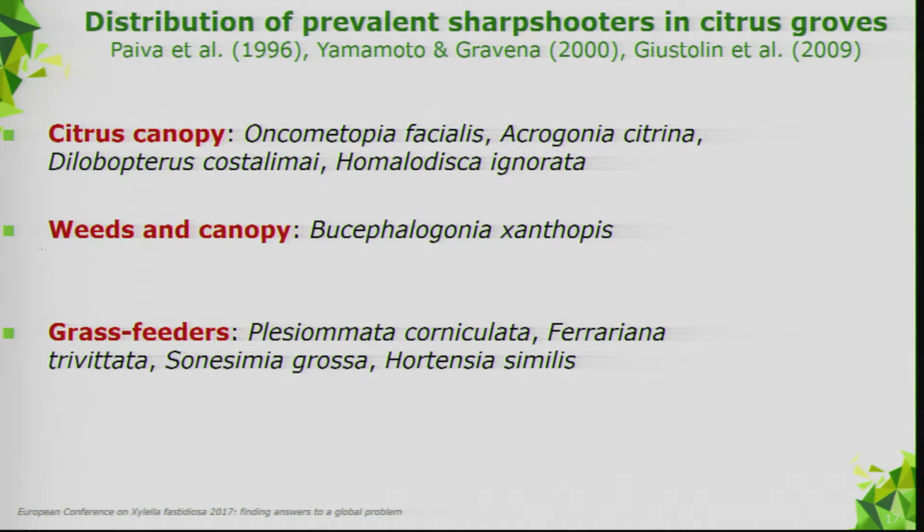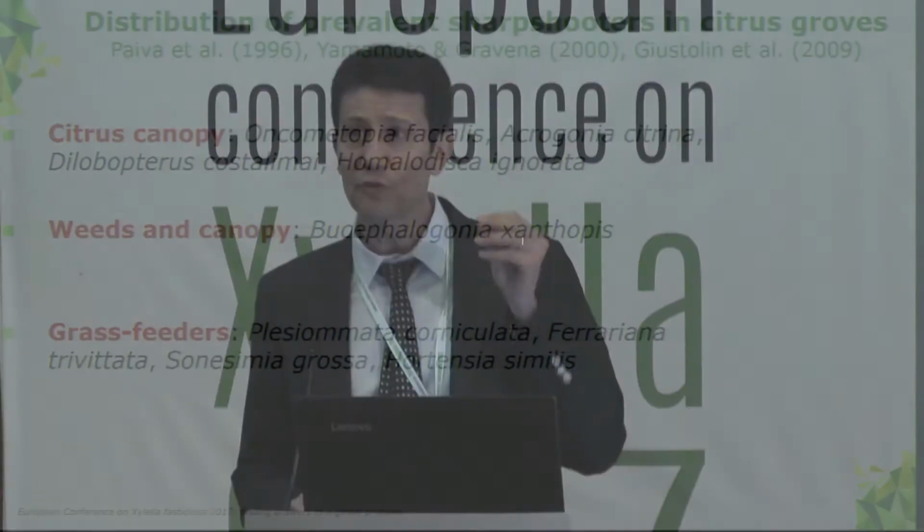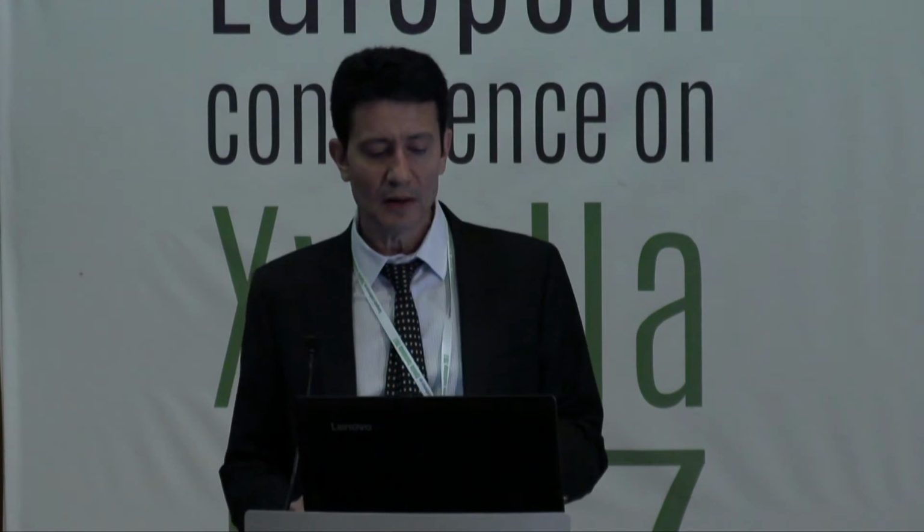We have been studying the distribution of these sharpshooters from citrus in different plants. Some groups you find very often on the citrus trees, like Cometopia, Acrogonia, Gilobopterus, Homalodisca. There are some species like Bucephalogonia that are found both on the canopy and in the ground vegetation, on the herbaceous plants, and some are very abundant in the ground vegetation only, not on the canopy of the citrus trees. So the first five lay eggs and develop on citrus.